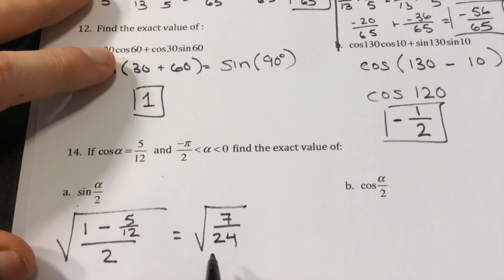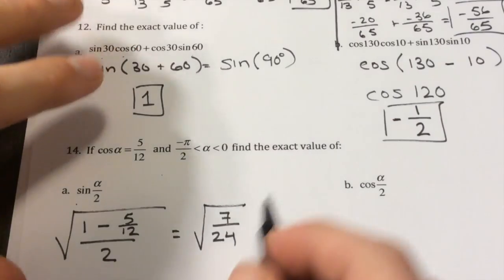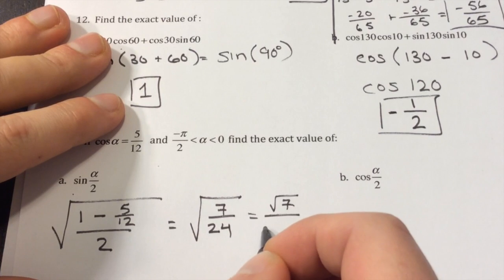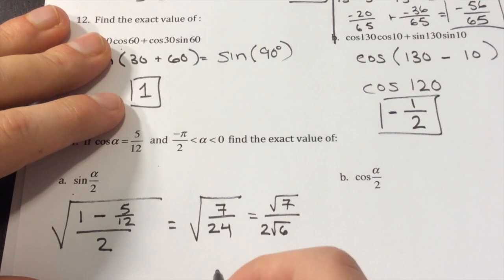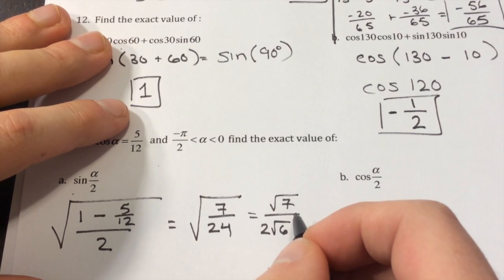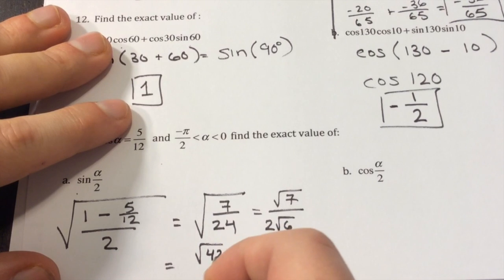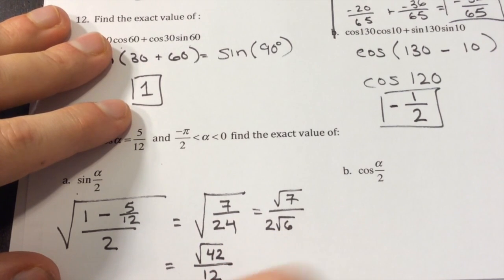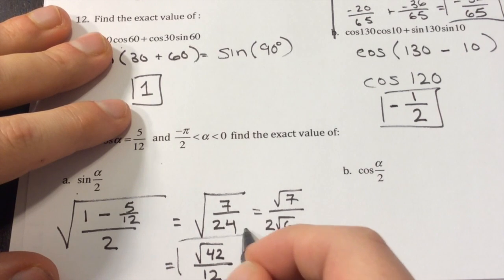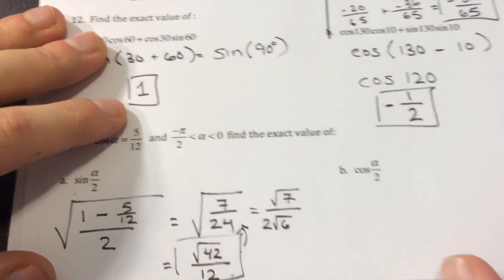We shouldn't leave our answer like this. Is there a perfect square in here? Yes. This is the square root of 7 over 2 root 6. So if I rationalize that, I get the square root of 42 over 12. So that is the most exact answer. I'll probably take this on Friday, but you guys should be able to rationalize this.